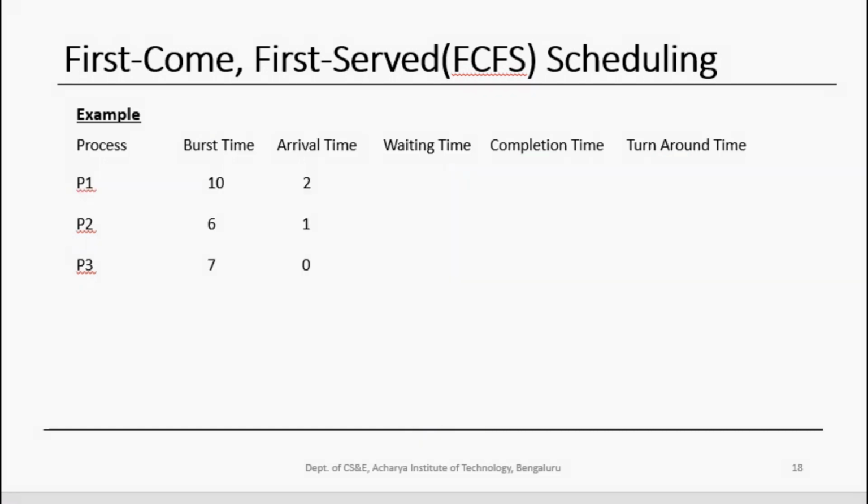These values can be used to compare the performance of FCFS scheduling with other scheduling algorithms. Now let us take another example. In this example, you see, along with the burst time, we have considered different arrival times for different processes.